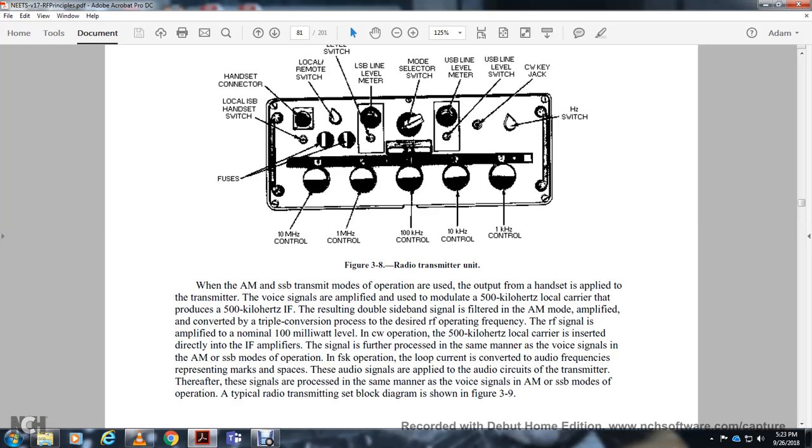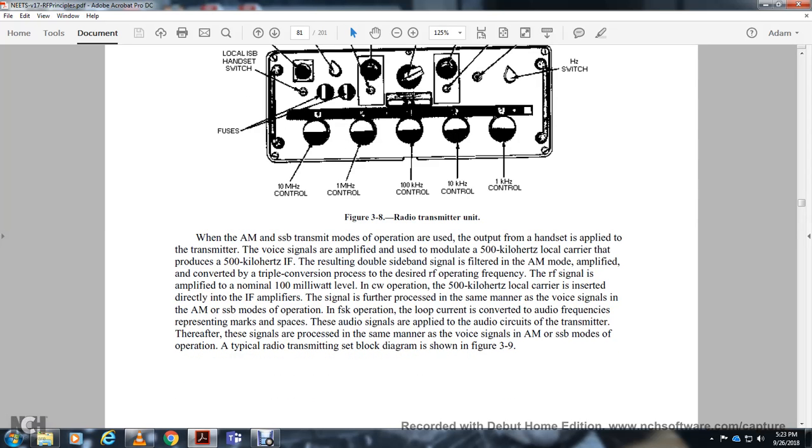In the AM single sideband mode of operation, FSK uses a local loop current, and the converter produces audio frequencies representing the marking and space signals, which are applied as audio currents to the transmitter to produce the same signal as the voice signal in the AM single sideband mode of operation. A typical radio transmitting set block diagram is shown in figure 39.